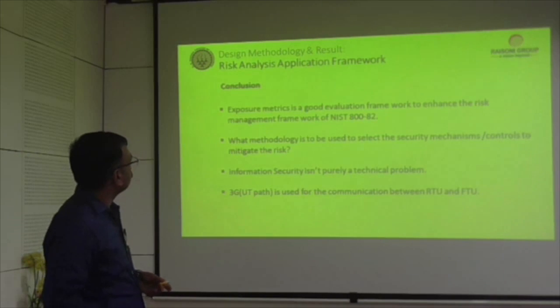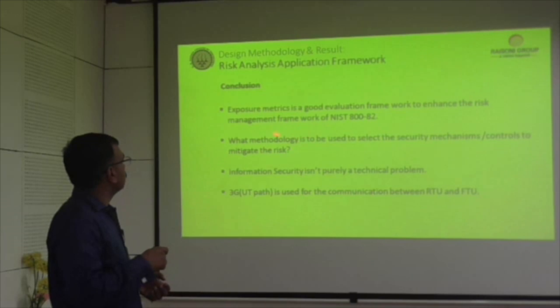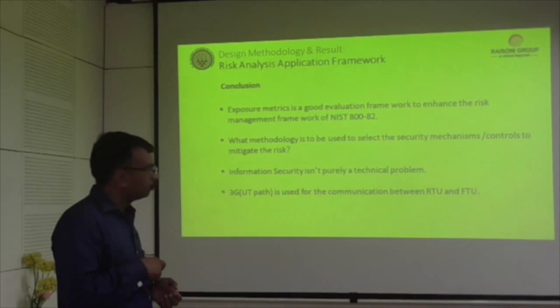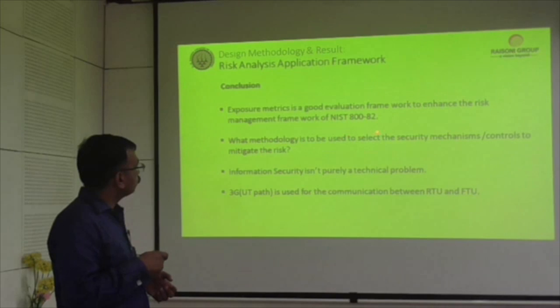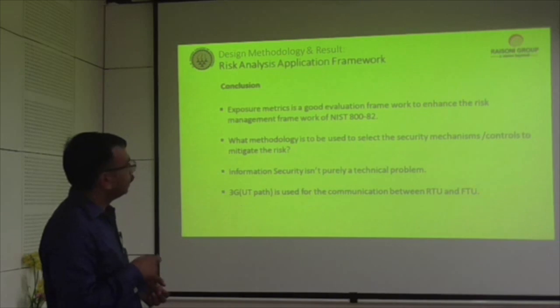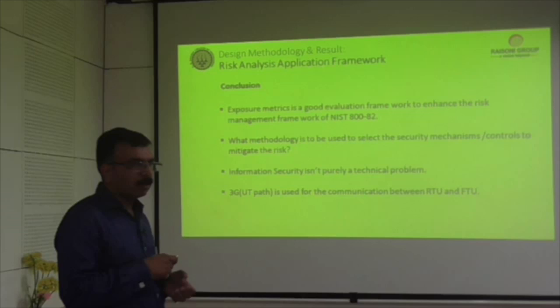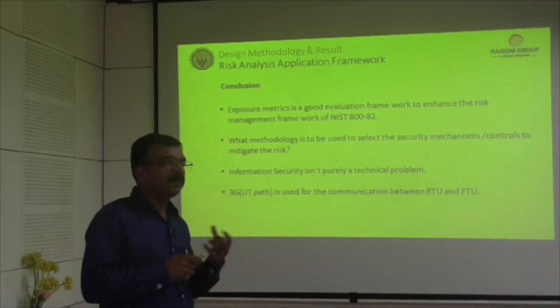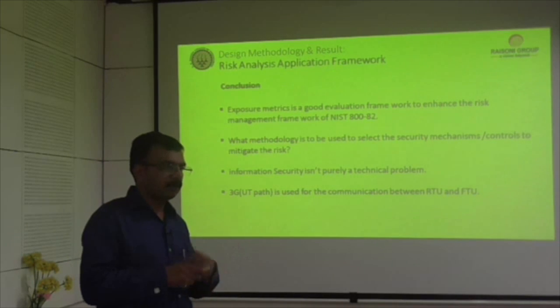So my conclusion: the exposure matrix is a good evaluation framework to enhance the risk management framework, with the next alternative. But what methodology should be used to select the security control mechanism to mitigate the risk? It's missing there. What concept do you have to use to mitigate the risk? If exposure is there, how do you control it?